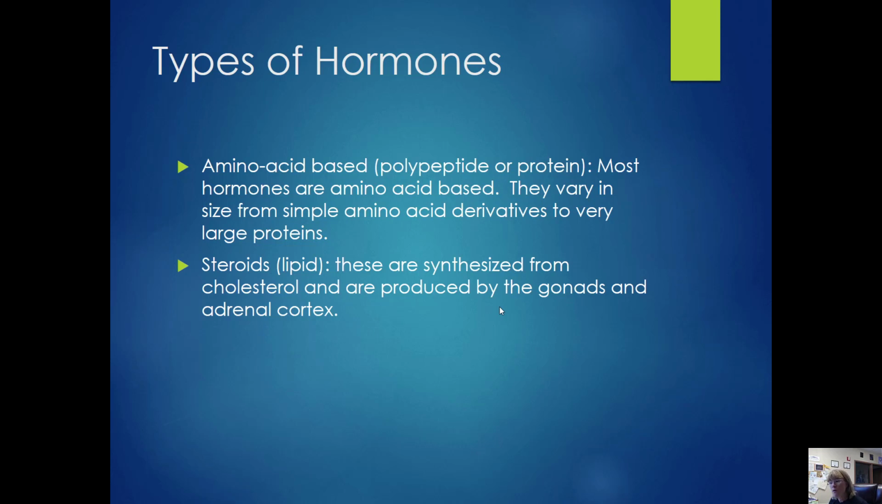And so their modes of action are going to be different, or their signaling capabilities are going to be much different. So steroid hormones are then produced by the gonads. So we have testosterone, estrogen, progesterone, and then in the adrenal cortex we have cortisol and aldosterone.